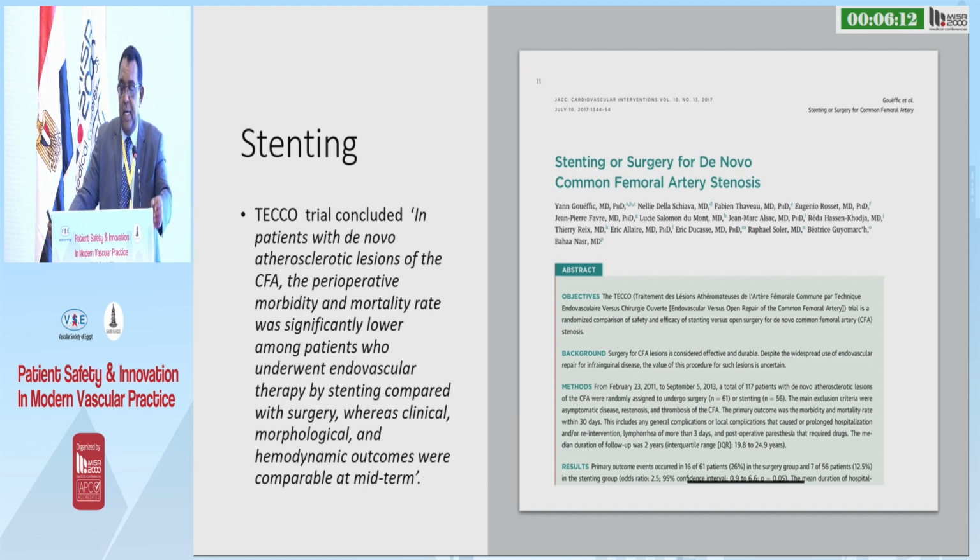So how about stenting routinely? Well, the TECO trial, again in France, concluded that if you were to stent primarily, the perioperative morbidity and mortality rate was significantly lower with stenting than it is for endarterectomy. Well, that's not a surprise. That's the case for most endovascular versus open procedures. But the clinical and the hemodynamic changes at midterm outcomes were comparable. So this is suggesting that actually there may be something here.